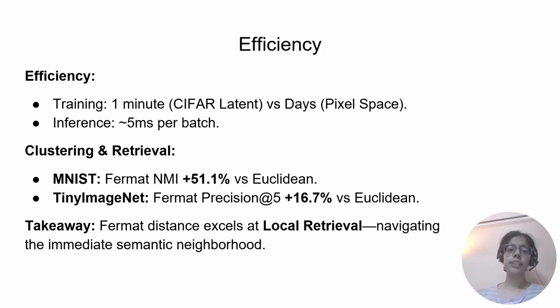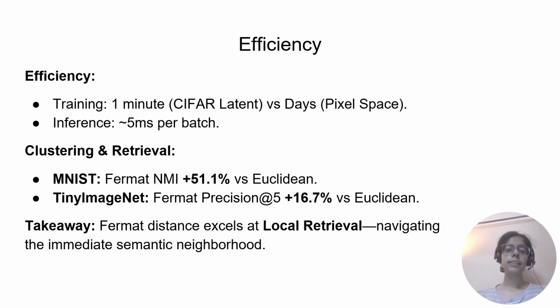This cut our training time from what would have taken days in pixel space down to minutes in the latent space. The final inference speed for the flow and score models is also very fast, which is around 5 milliseconds per batch. This confirms the entire pipeline is fast and scalable.